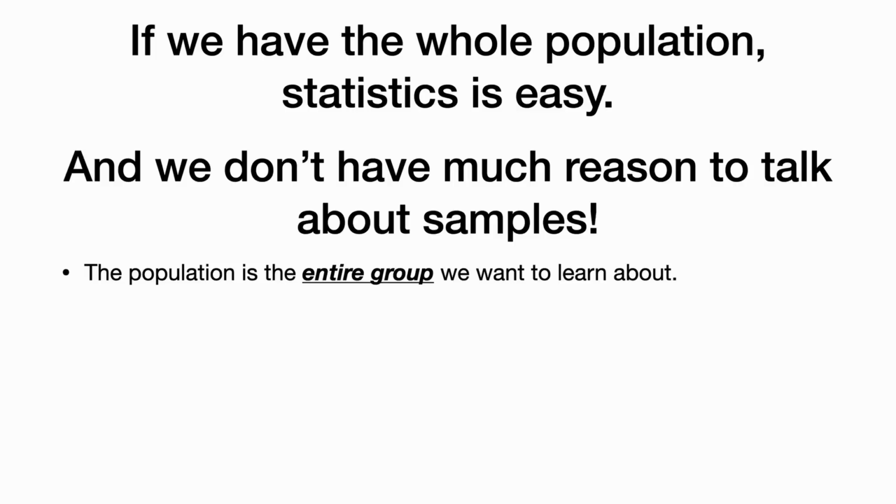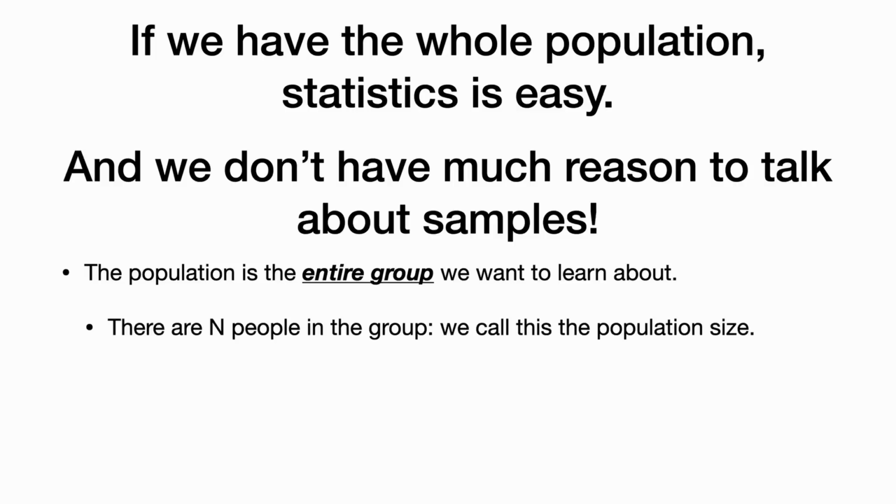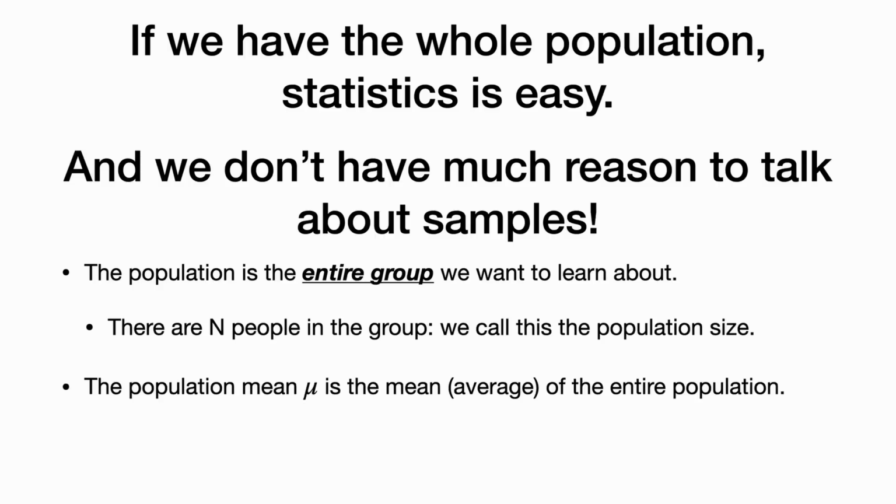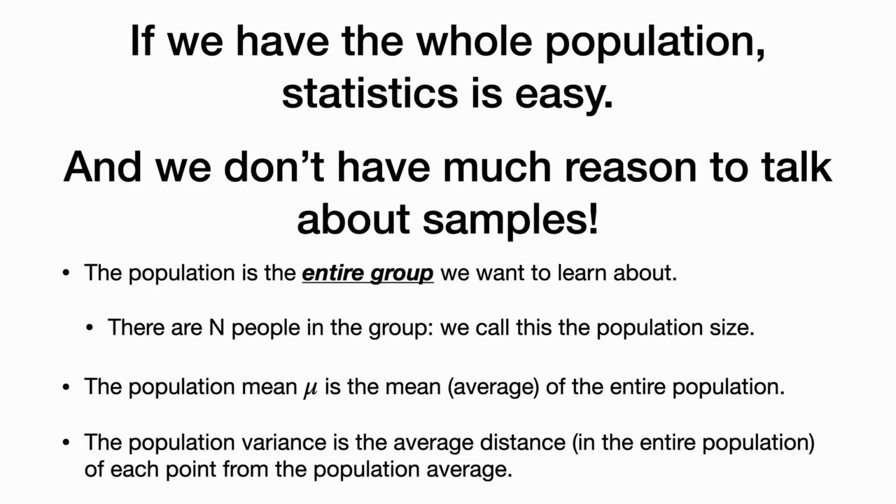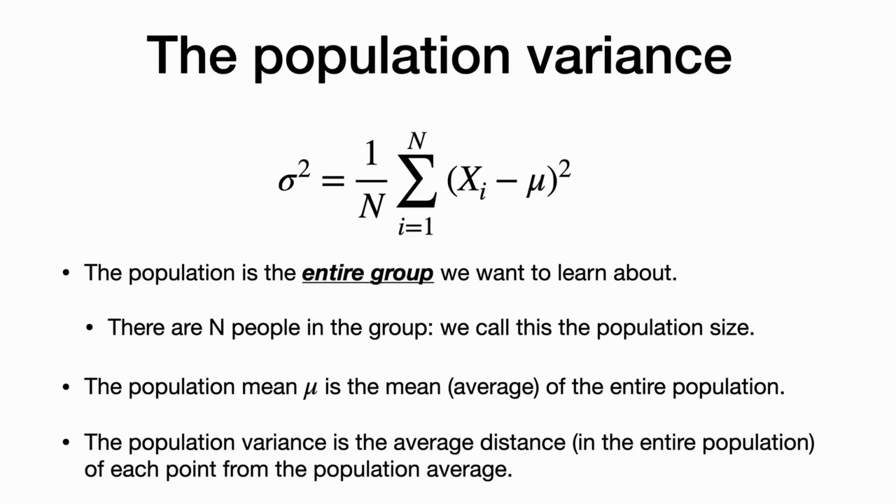The population is the entire group we want to learn about. There are N, big N, people in the group. We call this the population size. The population mean mu is the average or the mean of the entire population. And the population variance is the average distance in the entire population of each point from the population average, mu. So the population variance, sigma squared, is the average, 1 over big N, of the sum of all the people in the population's distance from the mean squared.